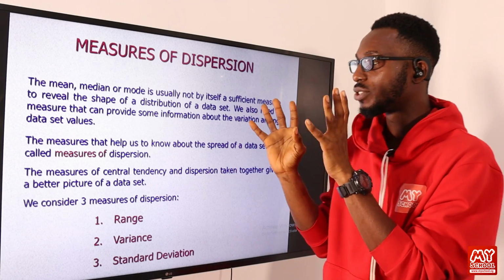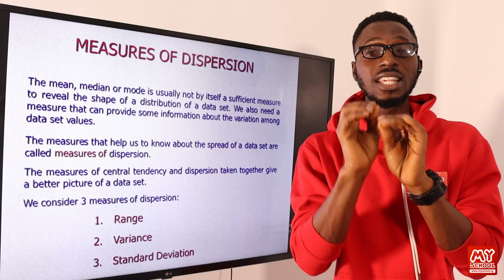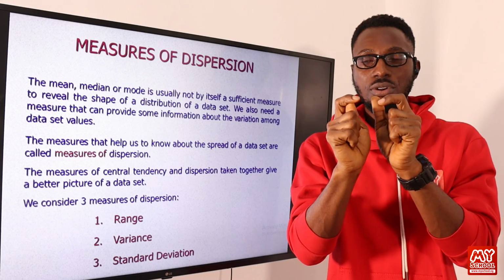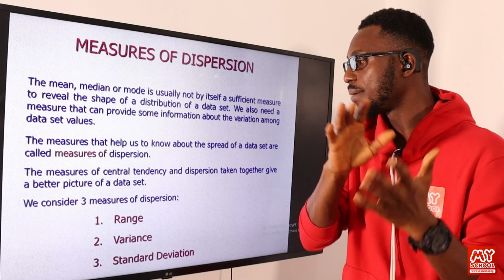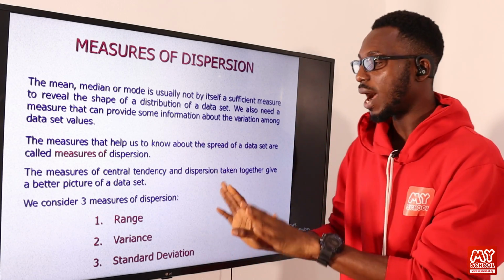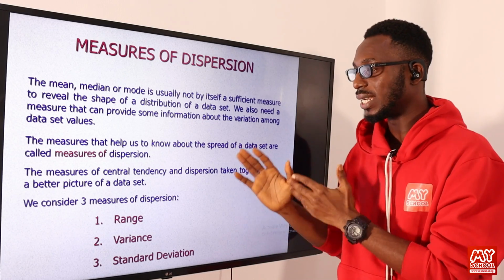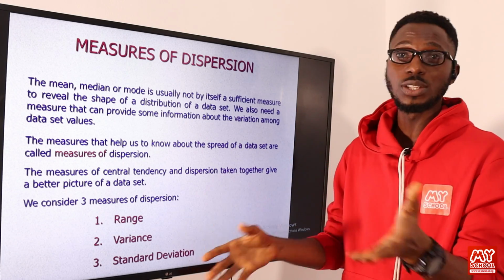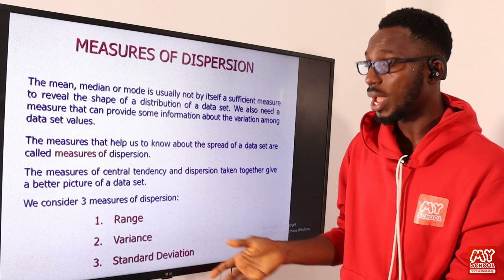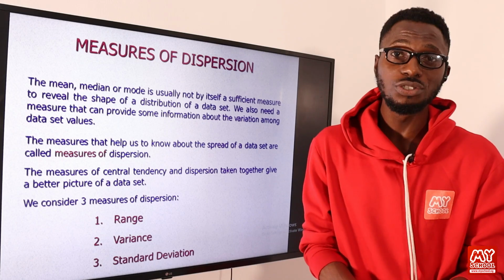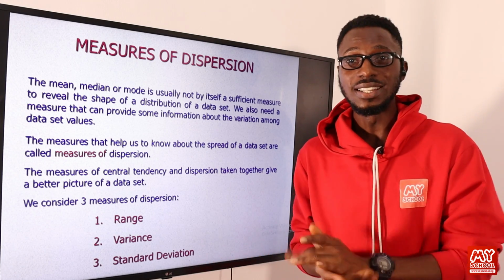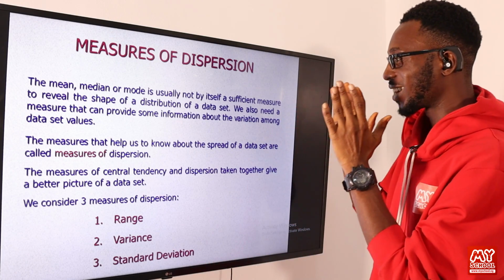Remember that with a measure of central tendency, you are looking at how a single quantity gives you a picture of the center. Do you see that now? So we consider three measures of dispersion. Of course, there are more, but we have the range, the variance, and the standard deviation. As we go forward, we also have the mean deviation and the quartile deviation as well. So let's move right to the next slide.